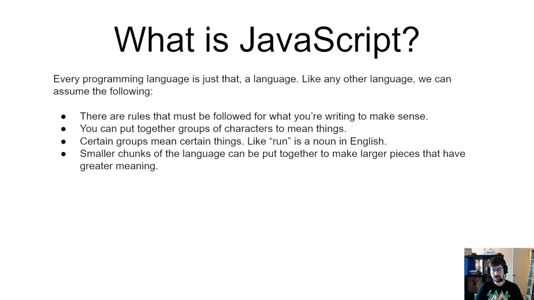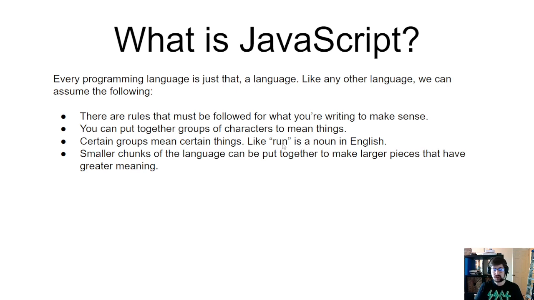You can put together groups of characters to mean things. So in a language like English, let's say the word group here, that's 6 letters, which on their own mean something, but put together they mean something different. JavaScript is very much the same. If you see something like an if statement with a parenthesis, that's basically the same concept. It's a group of characters put together that means something in that language. Certain groups can mean certain things.